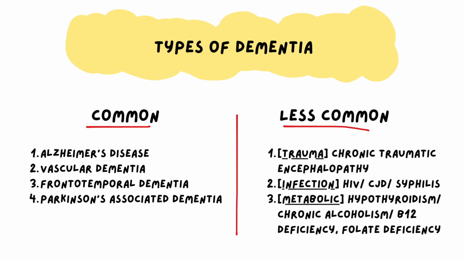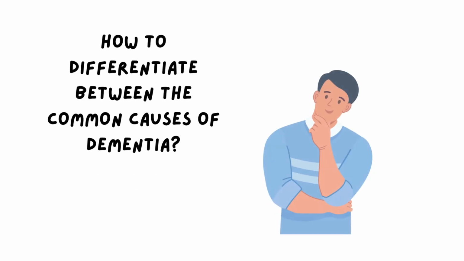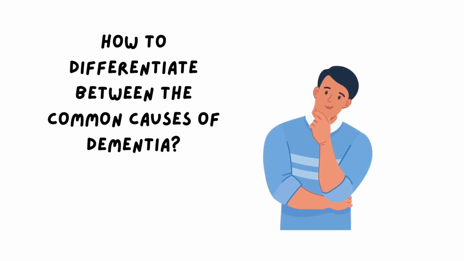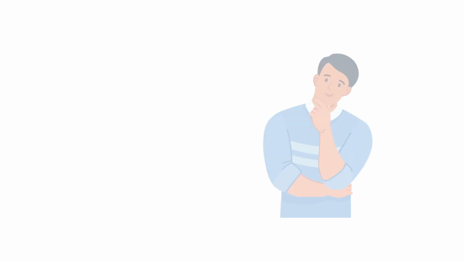Less common causes of dementia can be caused from etiologies such as trauma, for example, chronic traumatic encephalopathy, infections, for example, HIV, Creutzfeldt-Jakob disease, and syphilis, metabolic disorders such as hypothyroidism, chronic alcoholism, vitamin B12, and folate deficiencies. Excellent answer. How would you differentiate between the common causes of dementia?